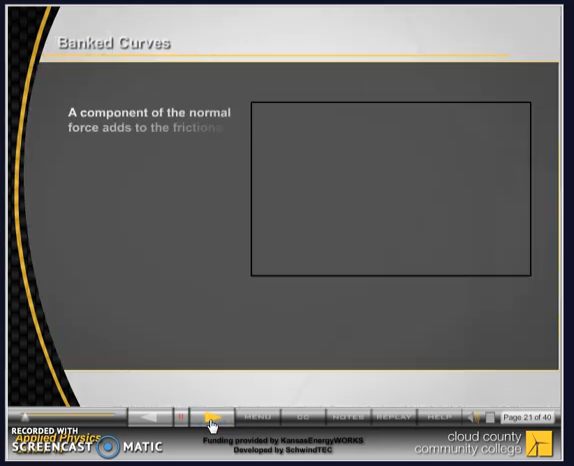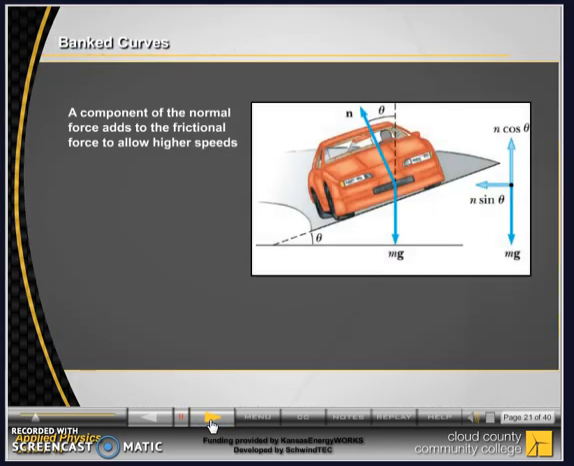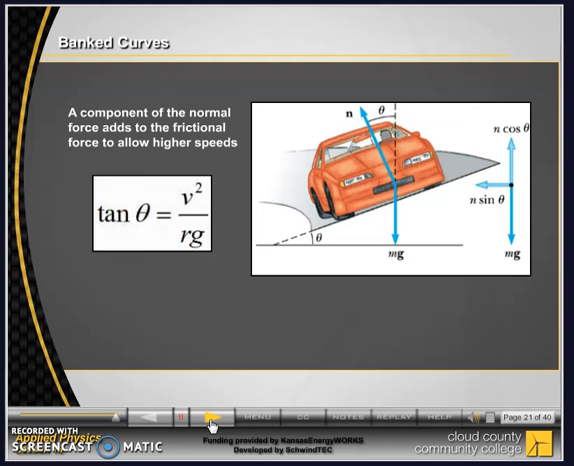A component of the normal force adds to the frictional force to allow higher speeds. A banked curve uses the friction from the tires as well. However, you get some extra force from the component of the normal force pushing your vehicle back toward the center of the road. Again, your textbook will have the derivation of this useful equation.